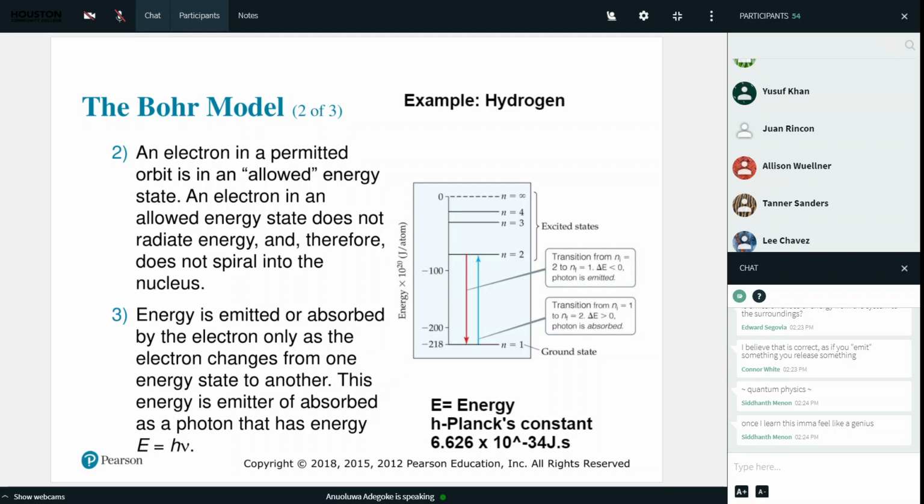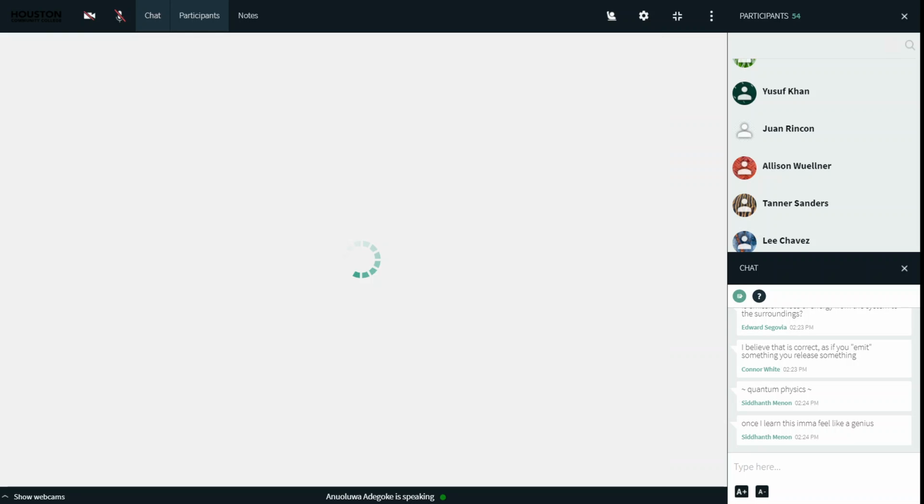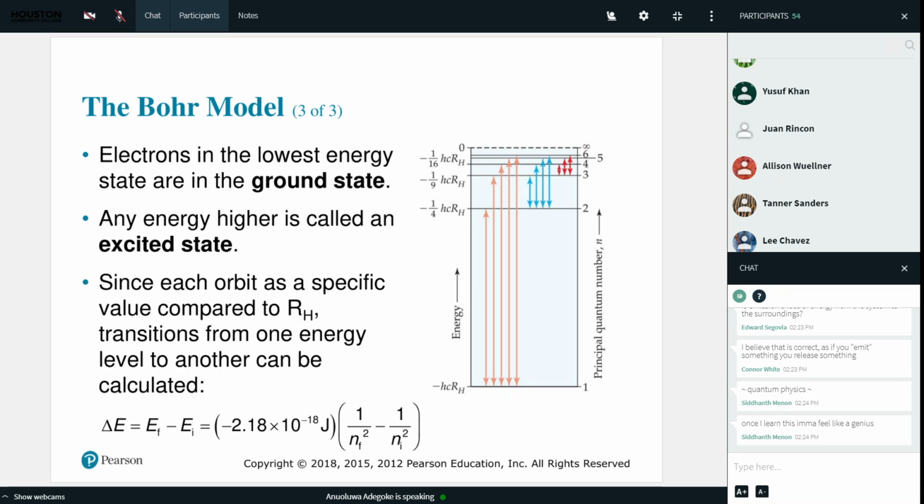What this is saying is that whenever there's emission, the energy of that emission can be calculated by multiplying the frequency of emission by Planck's constant. So frequency times Planck's constant. Again, we are still going to do calculations. The last theory for the Bohr model was just 3.